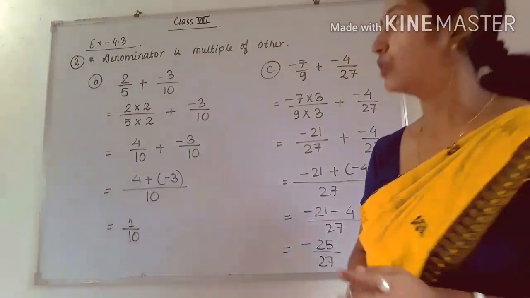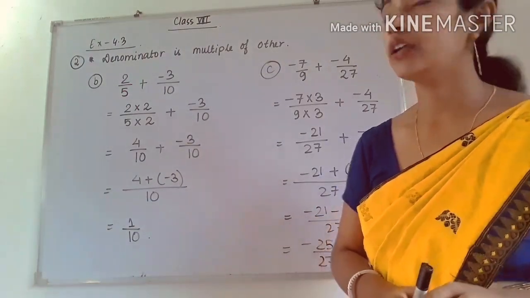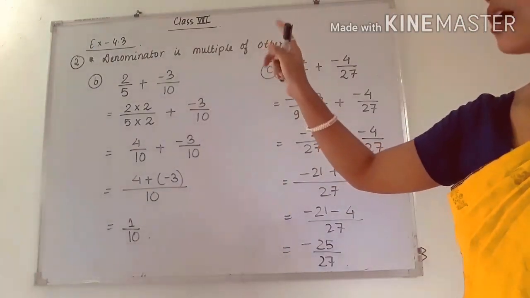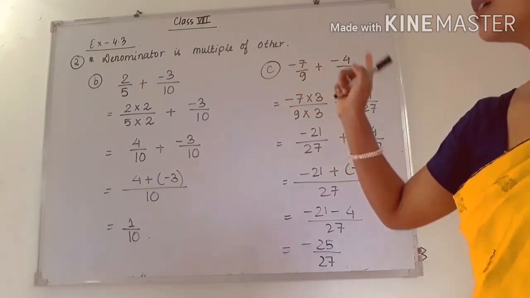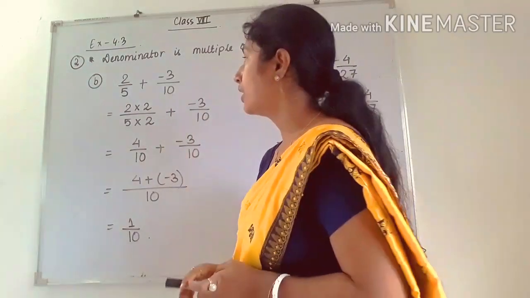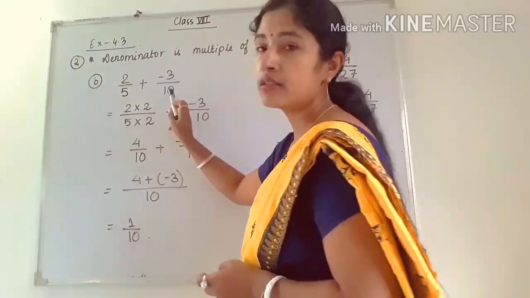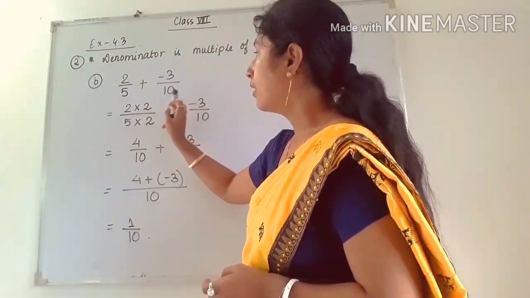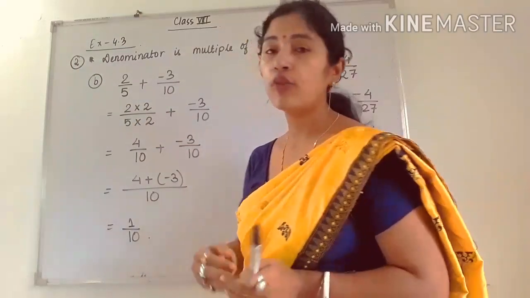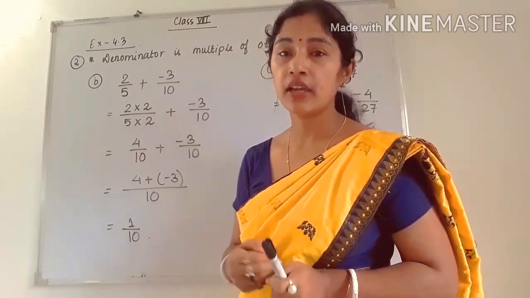So question number 2. In question number 2, as you can see, in all of them one denominator is a multiple of the other denominator. So I have written a star mark, meaning the denominator is a multiple of the other denominator. I have taken B and C. First of all you have to see the denominator. Here it is 5 and here it is 10. So we can say 10 is a multiple of 5, so we can convert 5 to 10 easily. What we have to do is multiply it with 2.